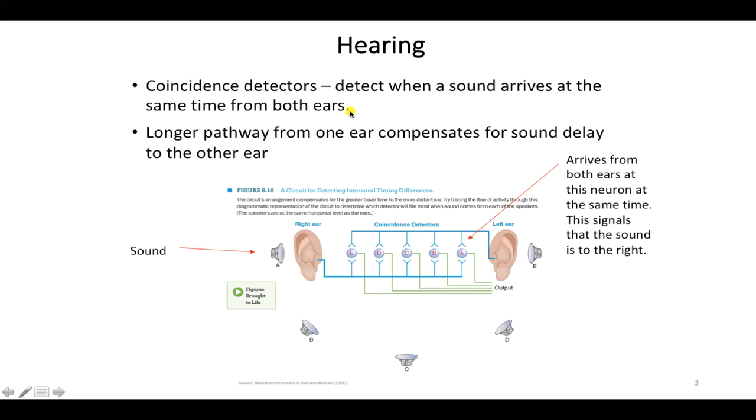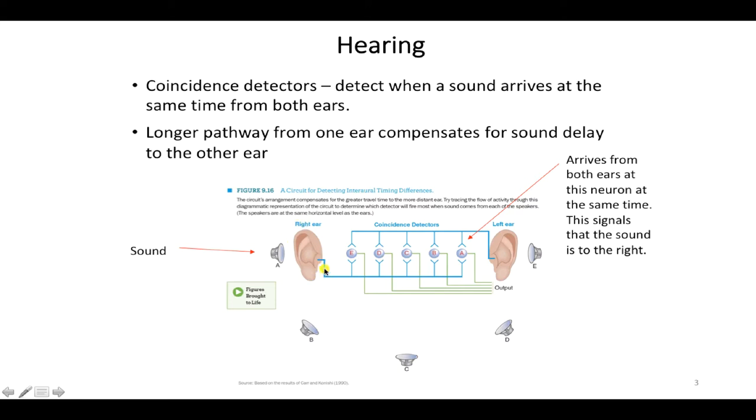And likewise, they'll also detect when the sound does not arrive at the same time. And what it does is, we can see here in this picture that the right ear has a series of neural pathways that all connect with these different neurons. A, B, C, D, and E are the coincidence detector neurons. They're receiving inputs from the right ear and from the left ear. Now let's look at those inputs.